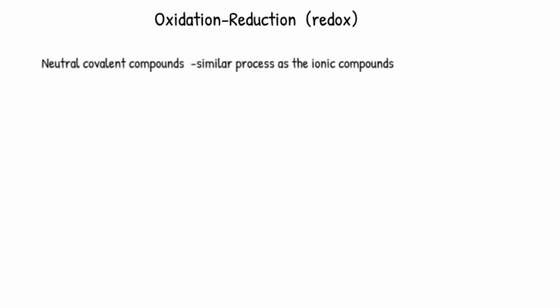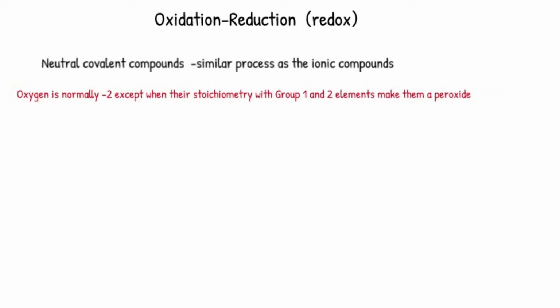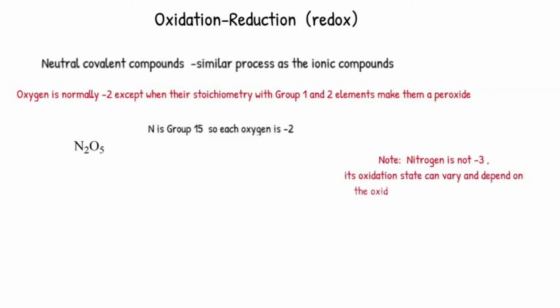Assigning the oxidation state for neutral covalent compounds is a similar process as for ionic compounds. Oxygen is normally -2 except when its stoichiometry with group 1 and group 2 elements makes it a peroxide. For N2O5, nitrogen is group 15. Note, nitrogen is not -3 because its oxidation state can vary and depends on the oxidation state of the other elements. The sum of the unknown plus the sum of the known is equal to 0.